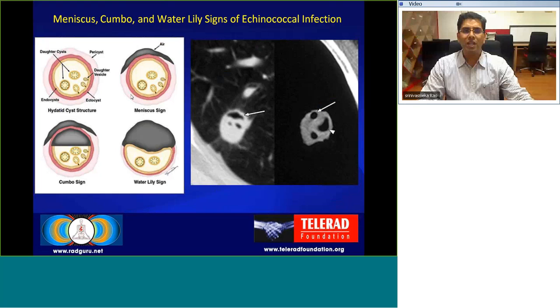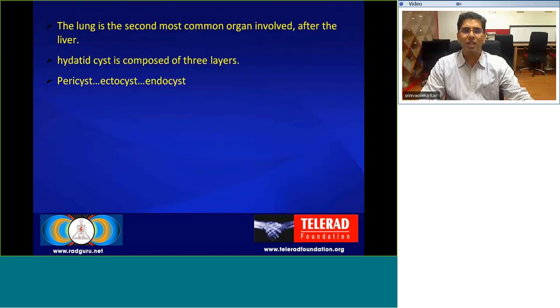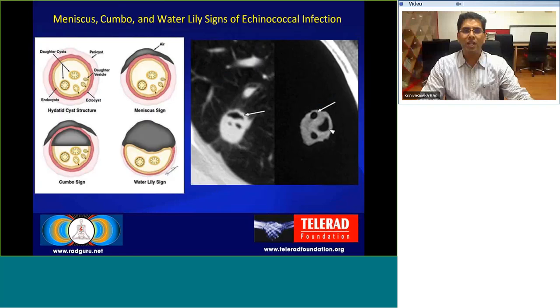The other sign, moving on to the next sign, is called the meniscus, Cumbo, or water lily signs of echinococcal infection. As you all know, the primary organ is the liver, and the second most common is the lung that is affected. You do not see many of these lung hydatid cysts. This is a diagrammatic illustration.